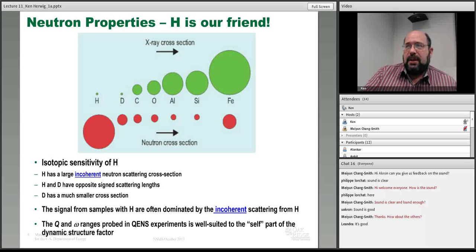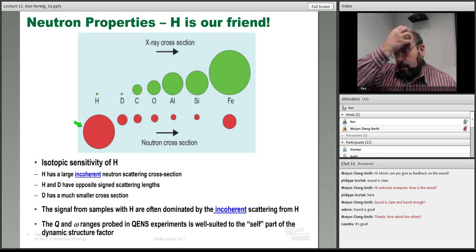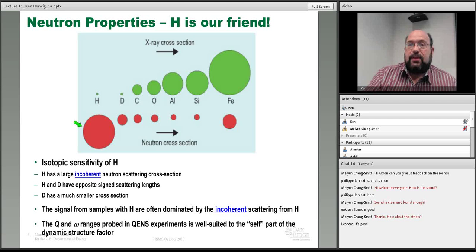So for our particular scattering technique, quasi-elastic neutron scattering, the incoherent scattering from hydrogen has been a strength. Hydrogen has a very large total scattering cross-section in comparison to other elements in the periodic table. And you can see some of that down here in the red, which shows the total neutron cross-section. And in particular, its incoherent cross-section is much stronger than any of the other atoms in the periodic table and the isotopes that we're going to talk about. So it has a large incoherent neutron scattering cross-section.